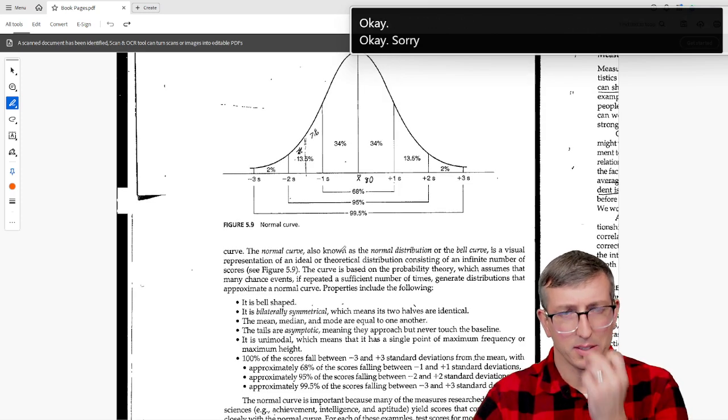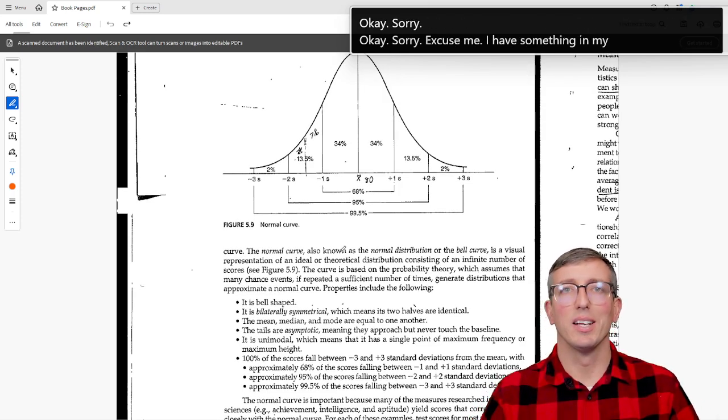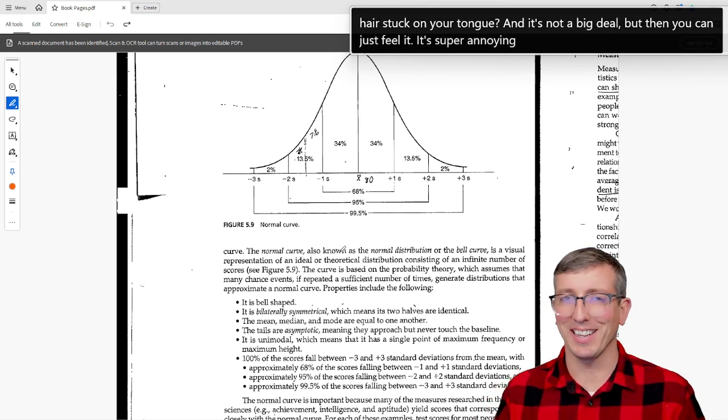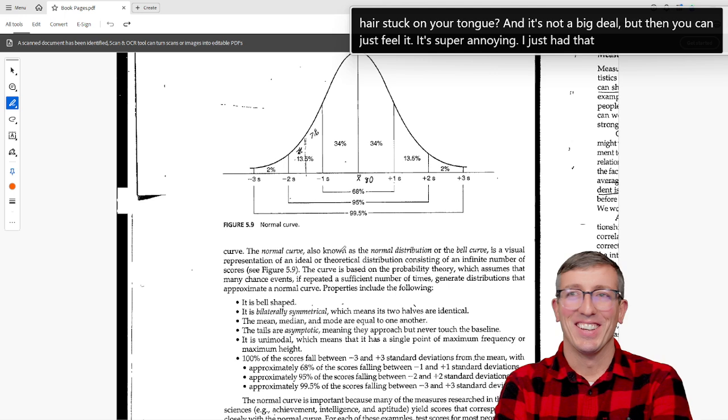Sorry, excuse me, I have something in my hair. You ever get a hair stuck on your tongue and it's not a big deal, but then you can just feel it? It's super annoying. I just had that. Okay.